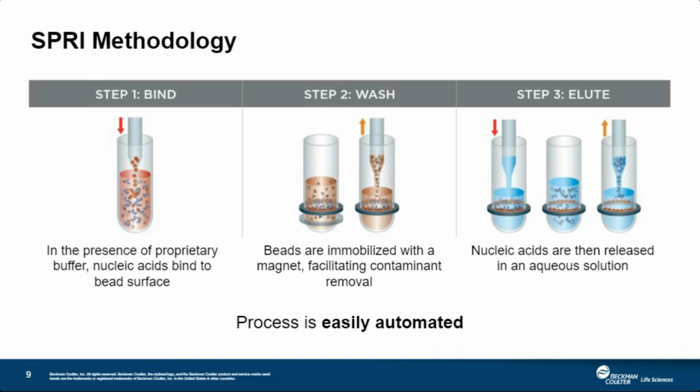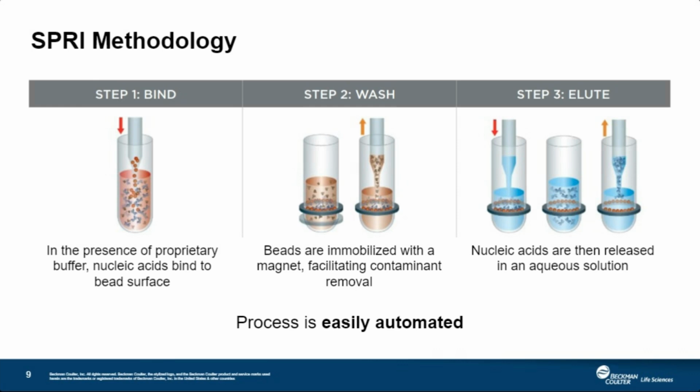Again, we're going to bind in the presence of a proprietary buffer. That's where our nucleic acids are going to bind to the surface of our beads. We're going to immobilize these beads onto a magnet. You can see in the picture in the middle, there's just a little ring magnet that goes around this tube. It's going to pull the beads that are bound to the nucleic acid over to the sides.